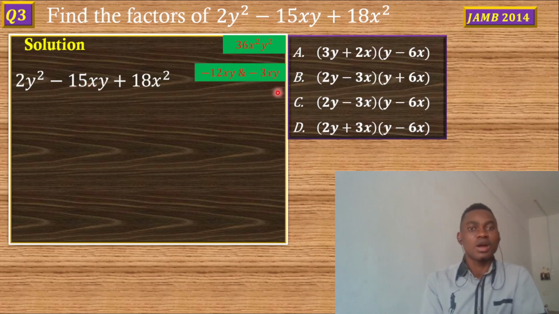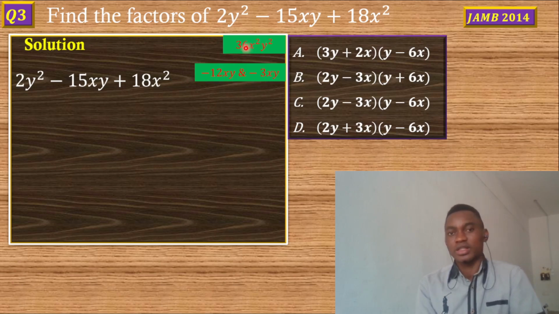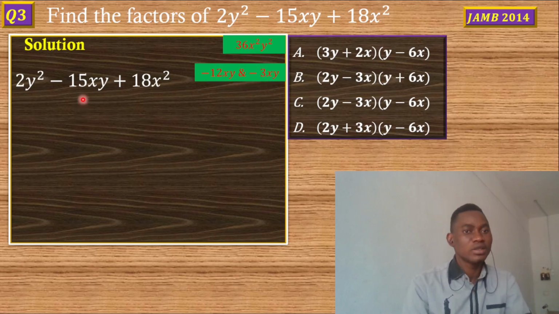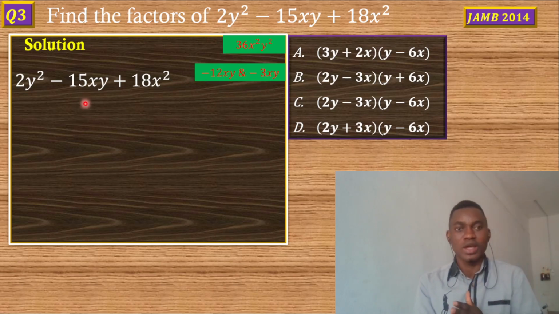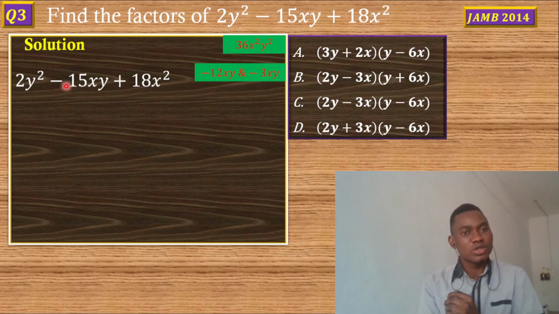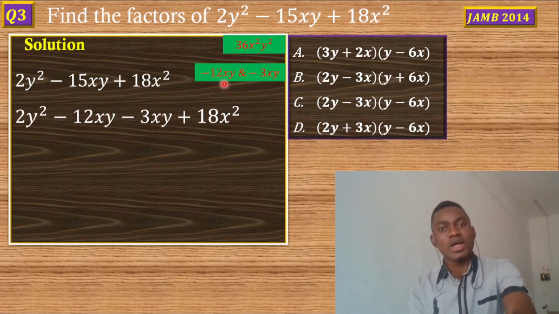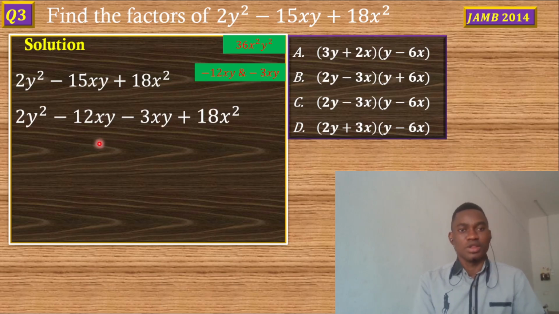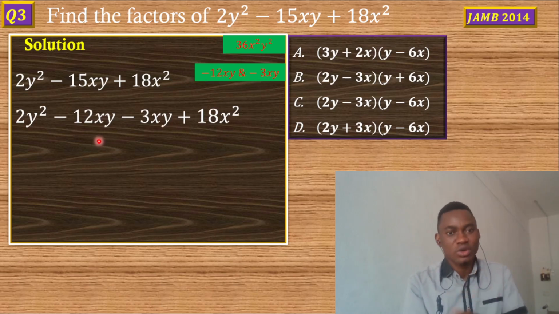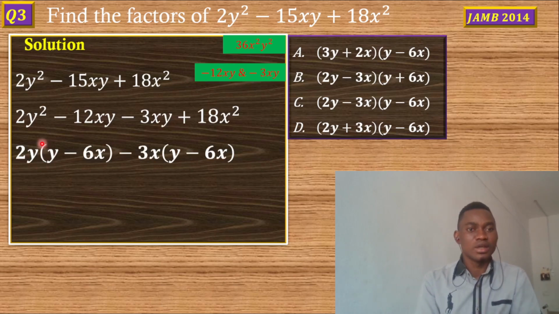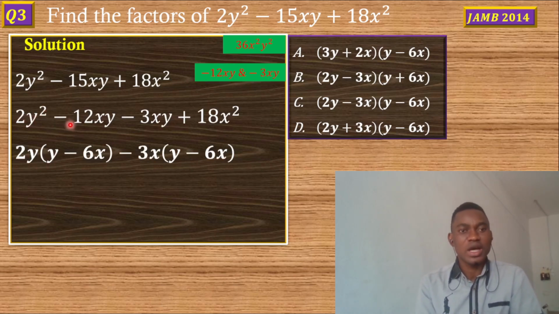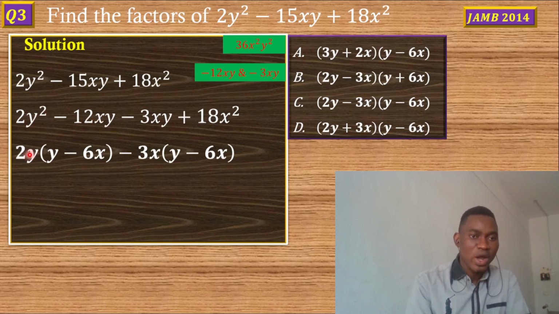The factors are minus 12xy and minus 3xy. If you multiply these factors together, you get 36x squared y squared, okay? Then when they are added together, we are getting minus 15xy. So we replace the middle term with minus 12xy and minus 3xy. Then we are left to factorize in pairs, and of course between 2y squared and minus 12xy, 2y is common.